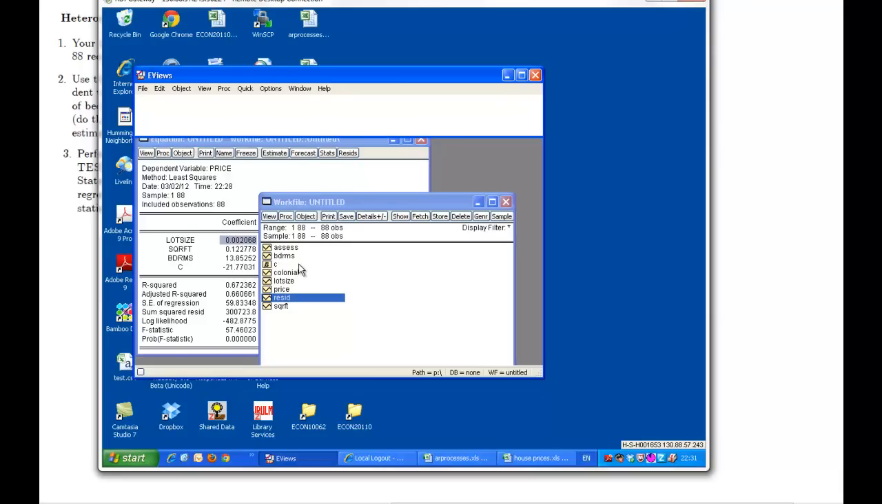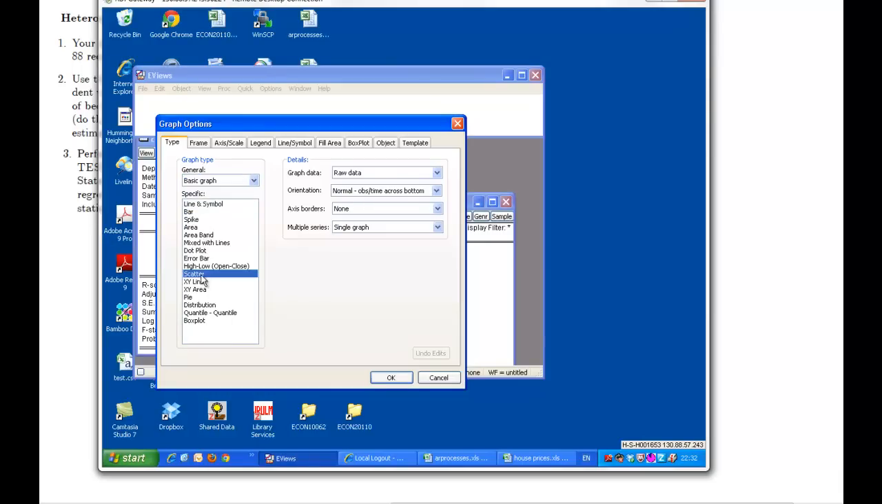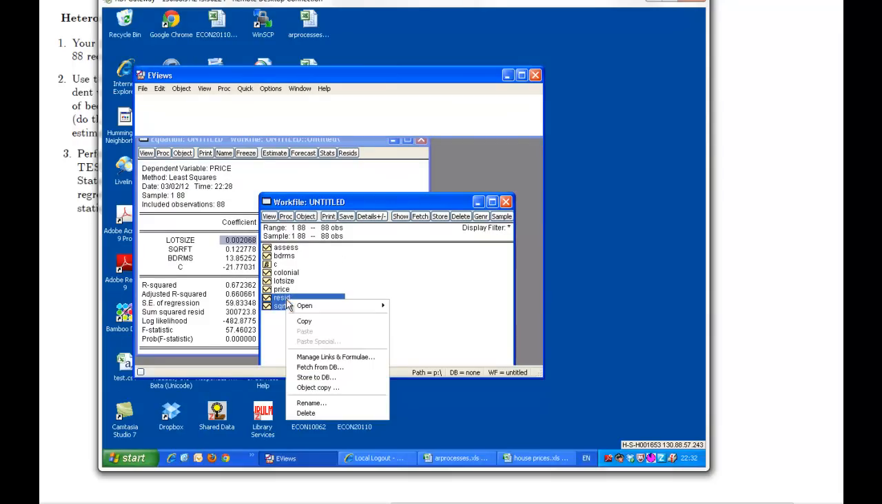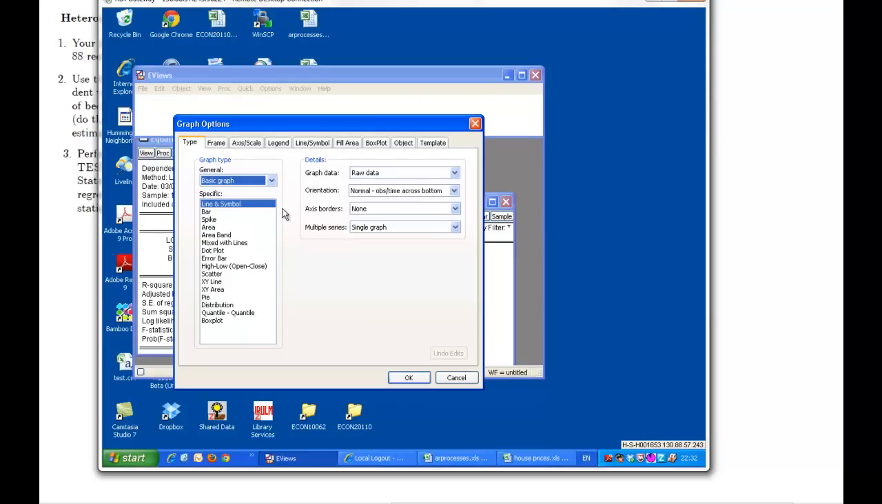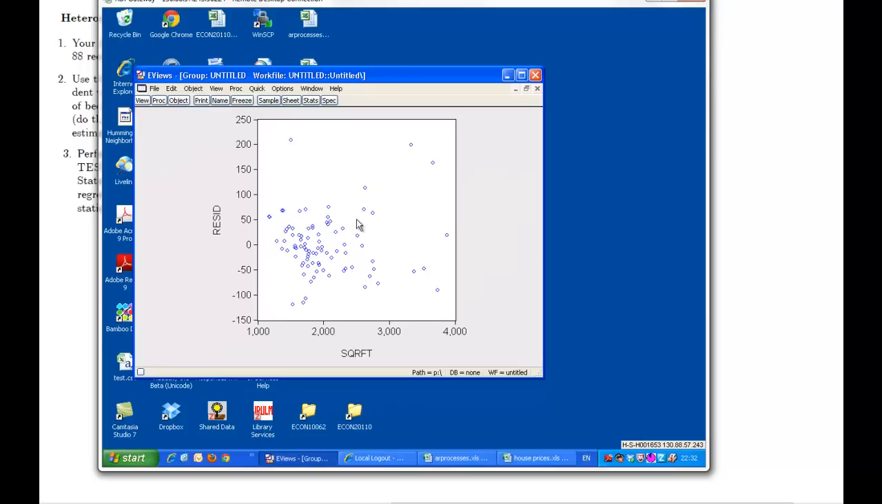One thing we could do is look at these residuals as a function of some of the explanatory variables. So let's open resid and square feet together, and perhaps we can look at a scatter graph. Actually, I wanted the other way around. So we have square feet, resid, open this group, graph. Where's the scatter here? Okay, so you have square feet on the horizontal axis and the residuals on the vertical. Is there any indication for heteroscedasticity here? I'm not so sure. I can't really see any clear pattern. Perhaps there would have been a pattern if you hadn't had that one residual here, but as it is, I can't really see a pattern.